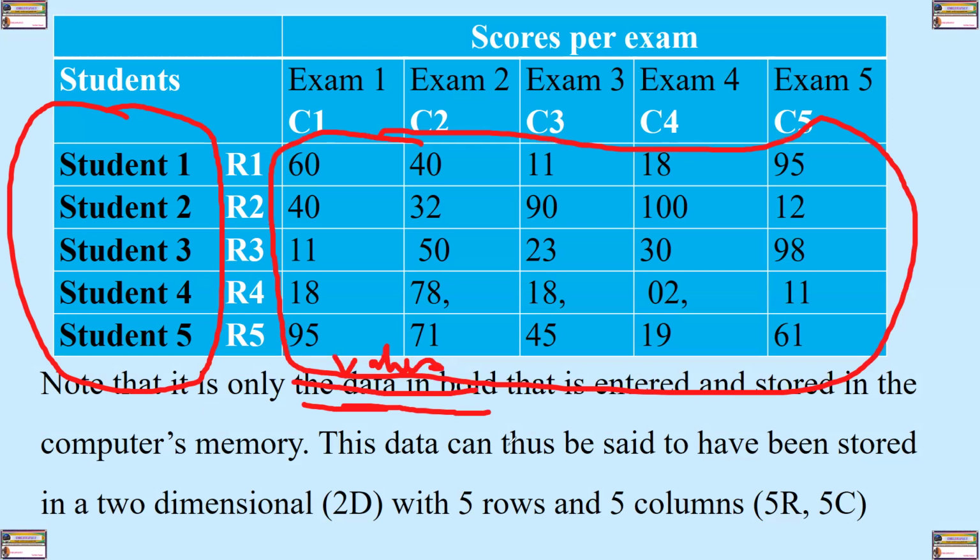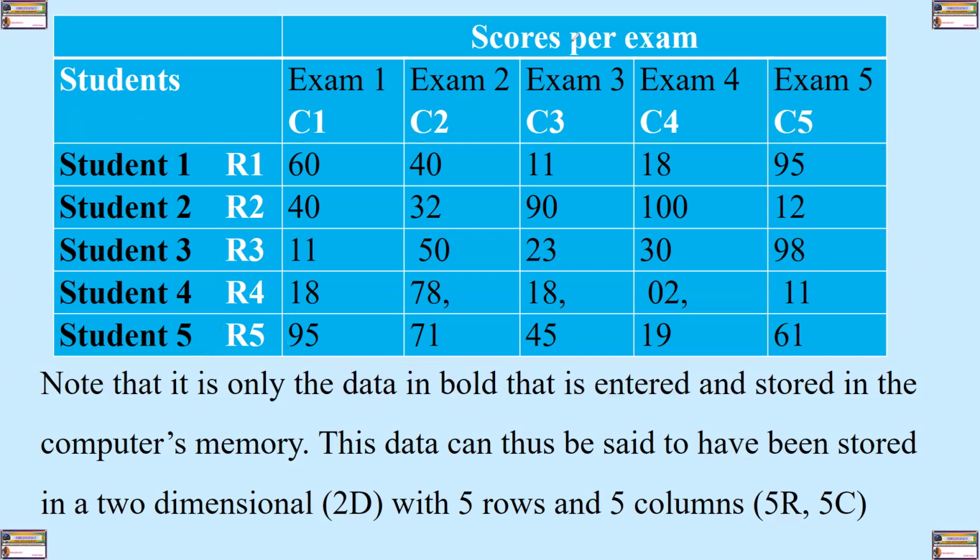It's only the values entered in this table that are going to be stored in memory. So this data, just as I've said, can be stored in a two-dimensional array, but in 5 rows and 5 columns. As you can see, I've already identified what is in the row, what is in the column. But note, each element is occupying a row and a column at the same time.